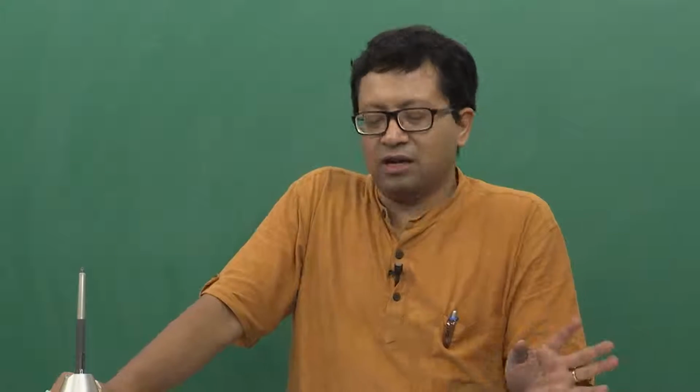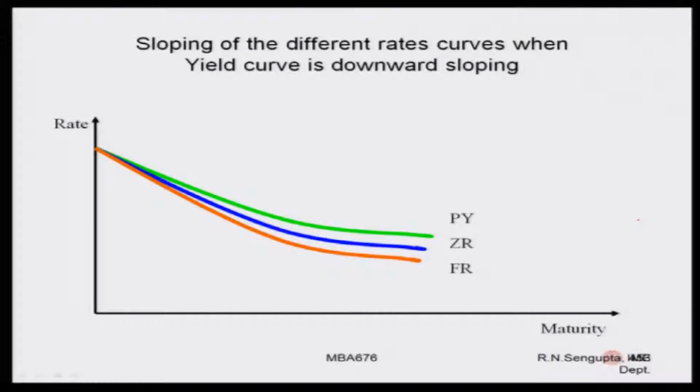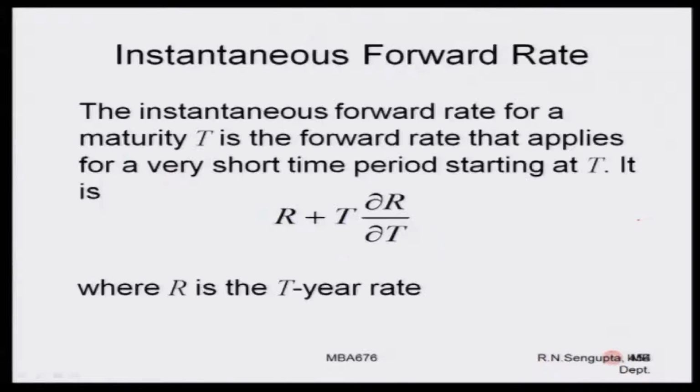So once you understand the calculations, you can definitely say, depending on whether the yield curve is upward moving or downward moving, the positions of the par yield, zero rate and the forward rate would be exactly as given in these two slides. And again, remember, we are measuring the maturity on the x-axis and the rates on the y-axis.